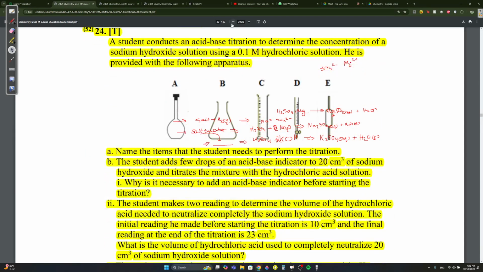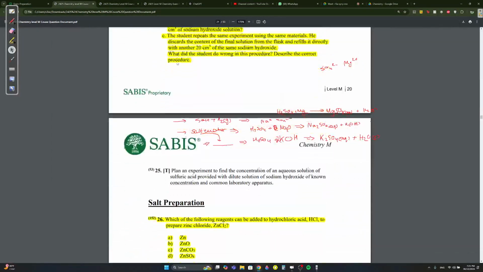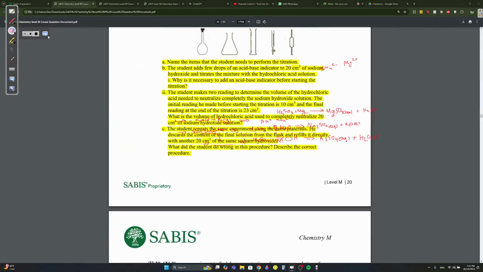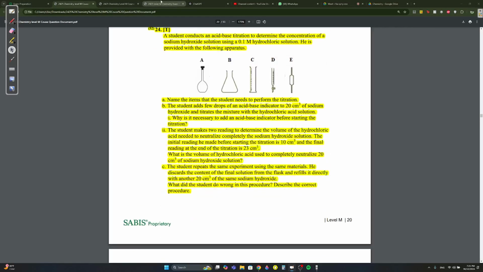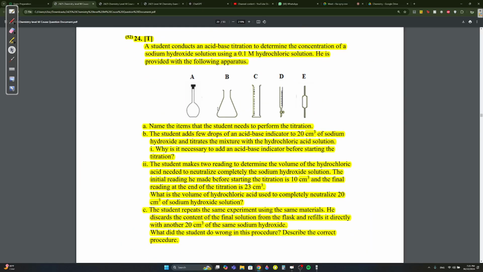Let's see. Question 24. A student conducts an acid-base titration to determine the concentration. He is provided with the following apparatus. Name the items that the student needs to perform the titration.